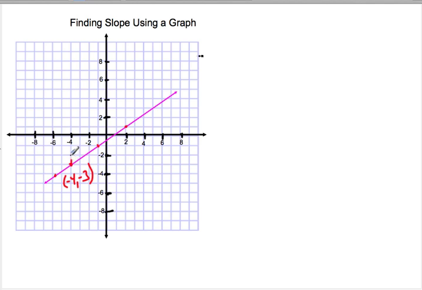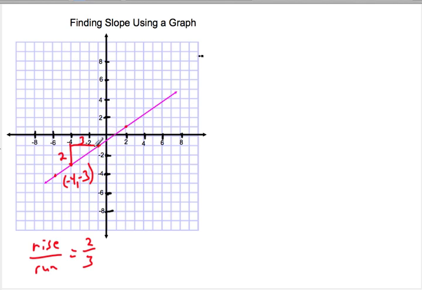So the rise here, we have to go up 2 grid lines to get to this point. So that's a rise of 2. And then we have to go over 3 grid lines to get to this point. So that's a run of 3. So rise over run is going to equal 2 over 3 in this case.